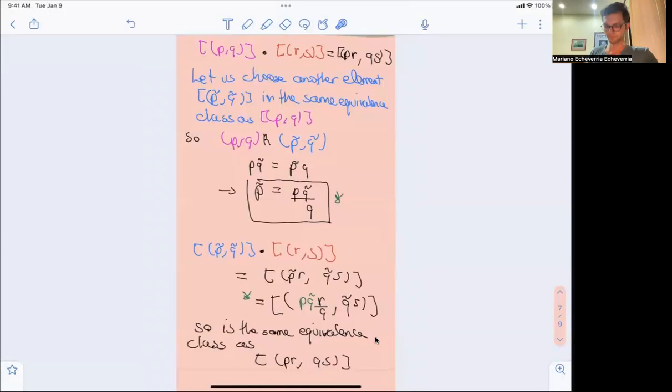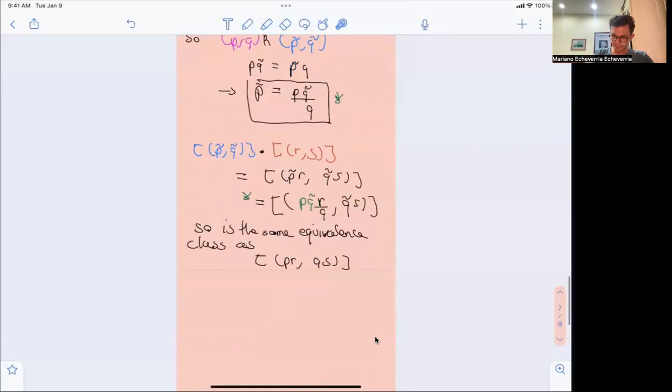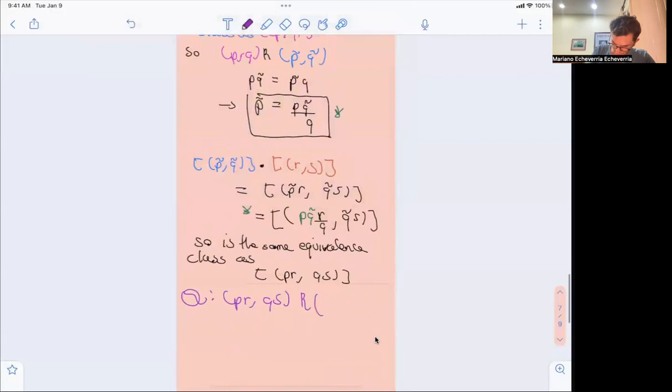But what I'm saying is that I wrote it as P tilde Q tilde. And if you do the product, you just realize that this gives you that. But now this looks different from this, right? And so to make sure that we get the correct answer, we have to make sure that they represent the same equivalence class. And to make sure that two elements represent the same equivalence class, they have to be related. So the question is, is PR over QS related to this thing, P Q tilde R over Q, Q tilde S, right?